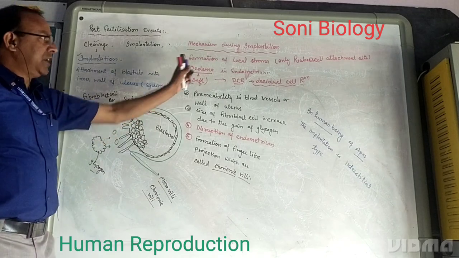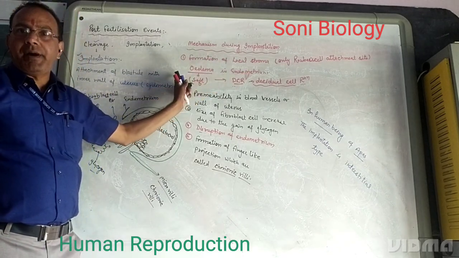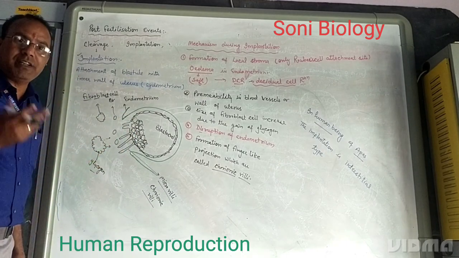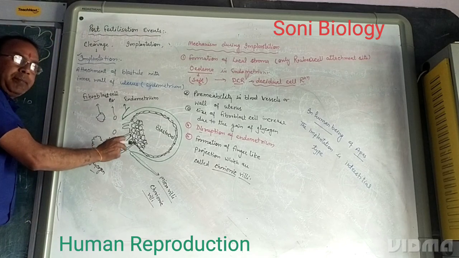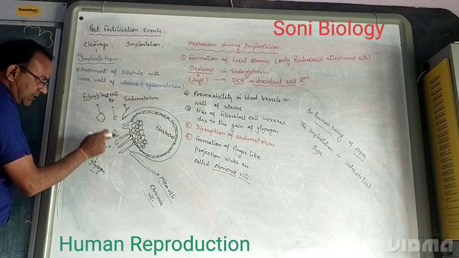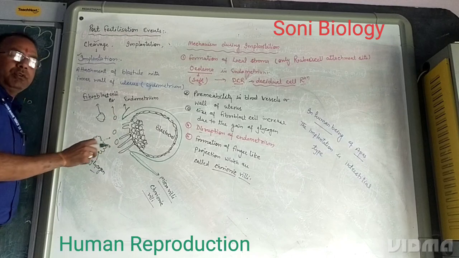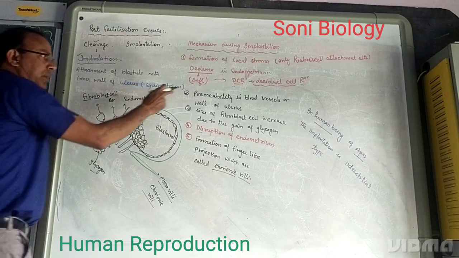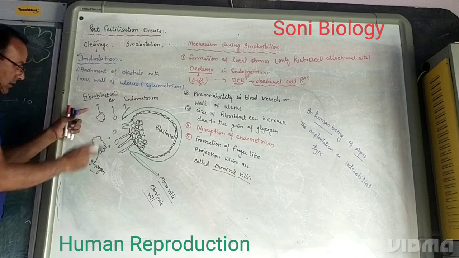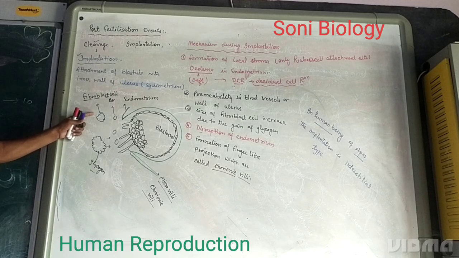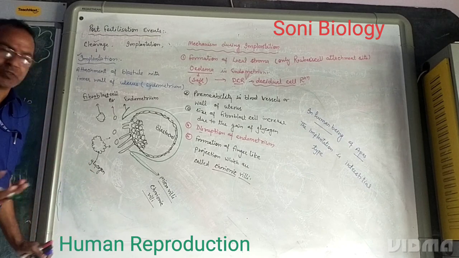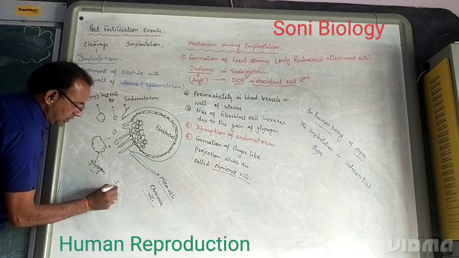First of all, formation of local stroma edema. The trophoblast cells attach to the endometrium. This side is called the local stroma. What is edema? It means the inner membrane becomes very soft. This is the first feature. Second, the blood vessels present in the wall of the uterus provide permeability. Third, the fibroblast cells increase in size due to the gain of glycogen. Glycogen acts as a nutritive substance.